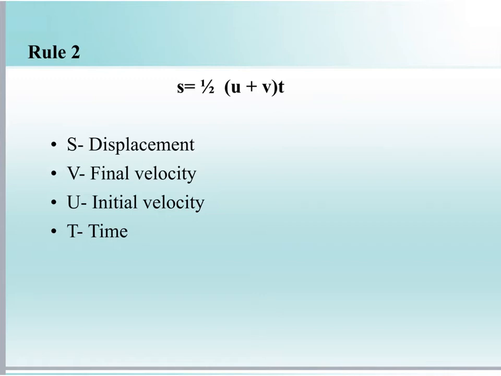Which brings us now to rule 2. So S, which is displacement, equals half, and then U plus V times T. This is written slightly different in our books, but we're going to keep with this way. Okay, we're going to keep this. So again, that's what they mean, and I think I even show you both ways on the next example. But let's have a look at the question.